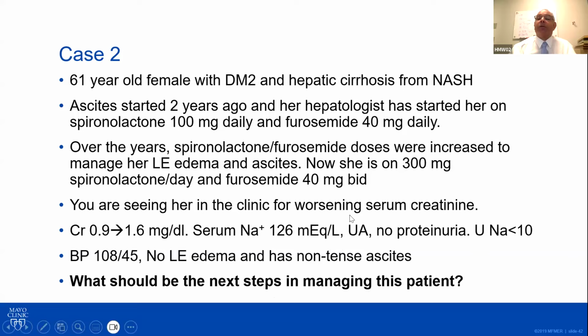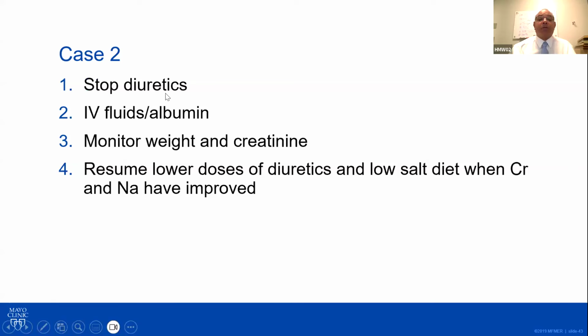So that's what you need to do. Stop diuretics. Give IV fluids and maybe IV albumin. Monitor weight and creatinine closely, and don't resume the diuretics till the sodium has improved and the creatinine has come back to baseline.